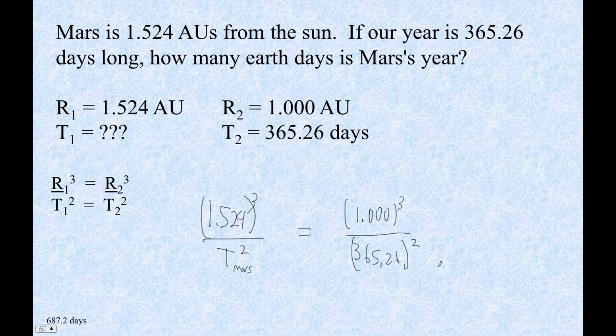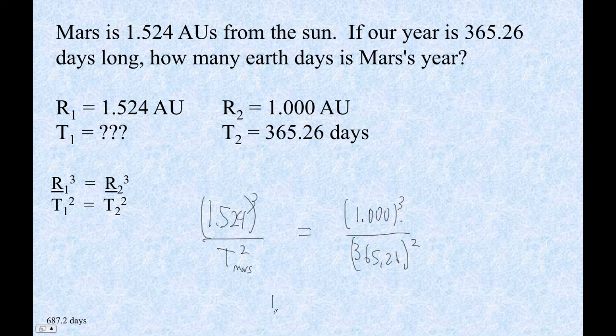Okay, are we ready? I really don't know the exact value, should look that up. All right, so here we go. I'm going to go 1.524 raised to the third, and then I'm going to multiply by 365.26 squared. Then I'm going to divide by 1 to the third. And this will give me the period squared, so now I need to take the square root of that.